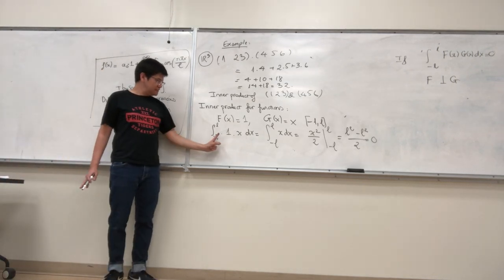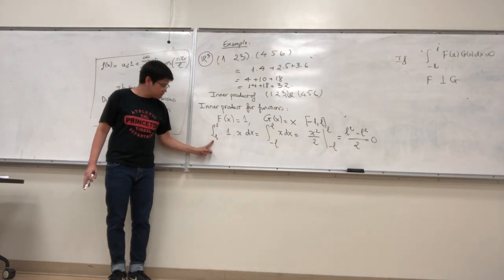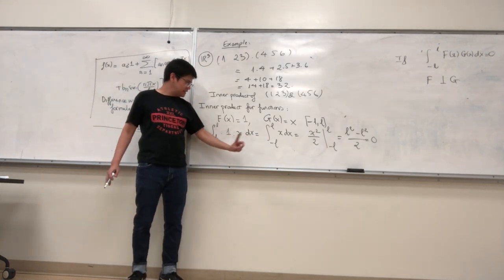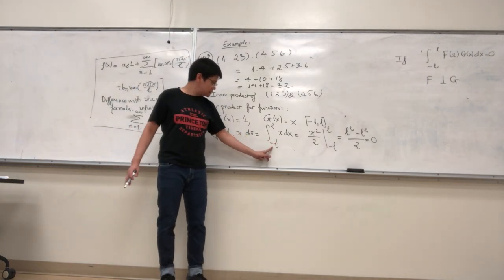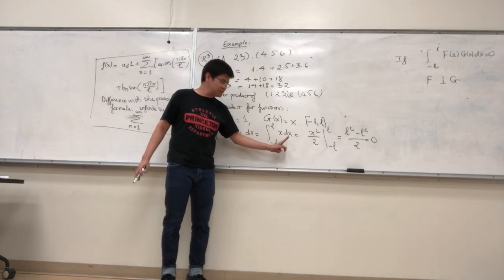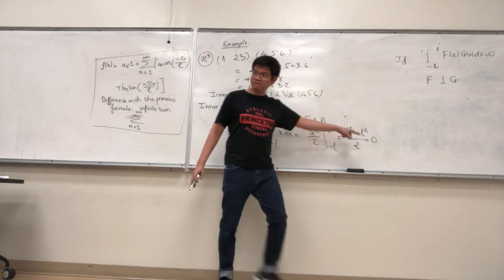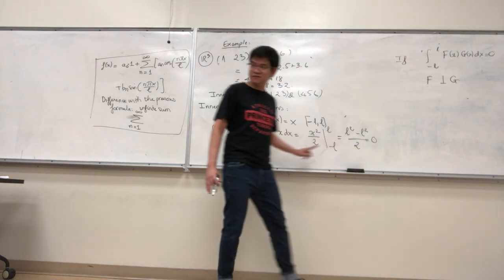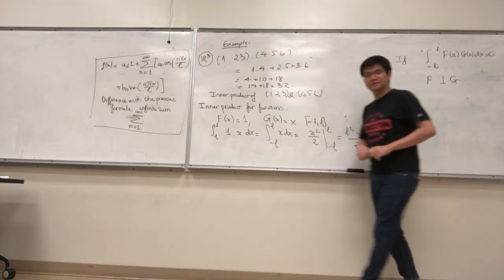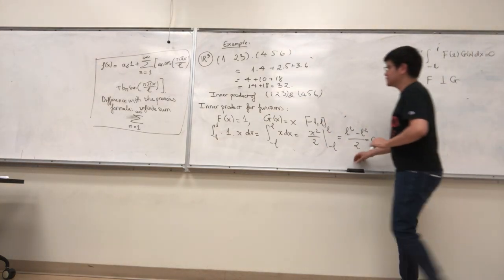So what I do is that I multiply f and g, then I integrate from minus L to L. Then I have 1 times x dx, and this is going to give me the integral from minus L to L of x dx. The antiderivative of this is x squared over 2. I take the difference between minus L and L, and this gives me 0, right? So if this is 0, I say that they are orthogonal. If it is not 0, they are not orthogonal, right? Is it clear? Questions? So, definition.